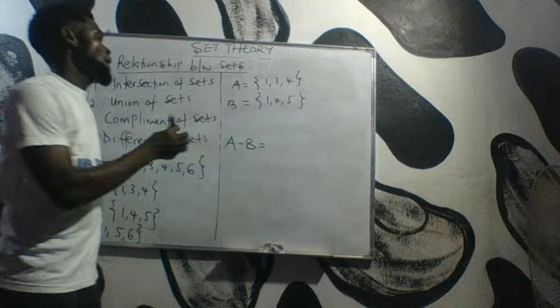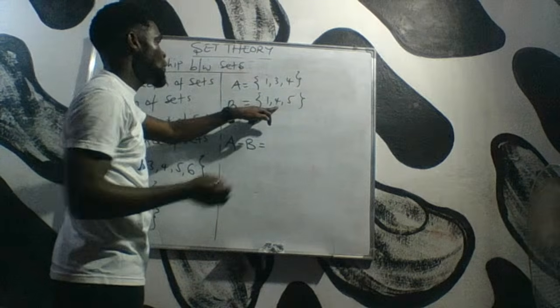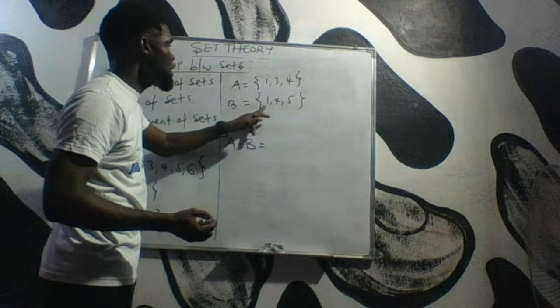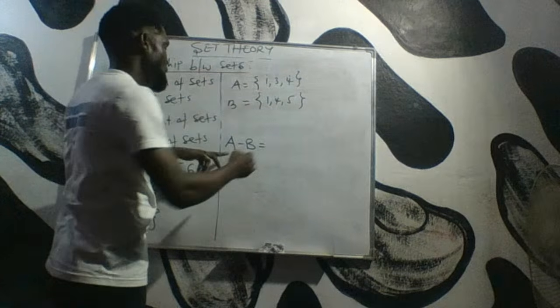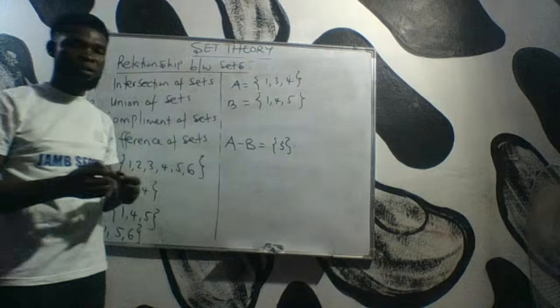So let's go. I am in A. In B, I have 1. Go there, remove 1. I have 4. Go there and remove 4. There is 5 in B, but there is no 5 in A. So 1 and 4 are in B. I go to A and remove 1 and 4. I'm left with 3. That means A difference B is simply 3, which is a singleton set, a set with only one element.